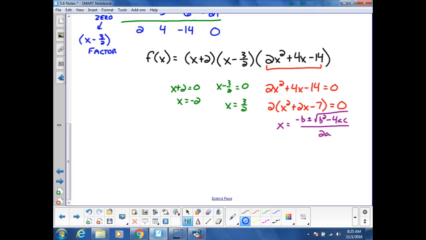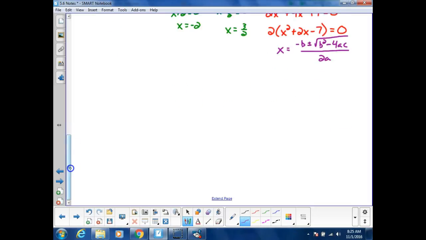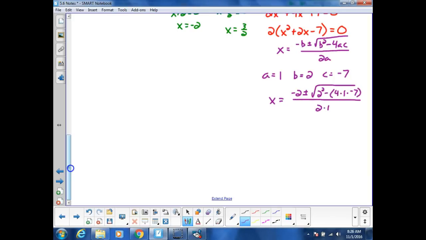All right? So, what's my A, what's my B, and what's my C? A is 1. What's B? 2. What's C? Negative 7. So x here is going to equal negative 2 plus or minus the square root of 2 squared minus 4 times 1 times negative 7, all over 2 times 1. So that is negative 2 plus or minus the square root of 4 plus 28, all over 2, right?